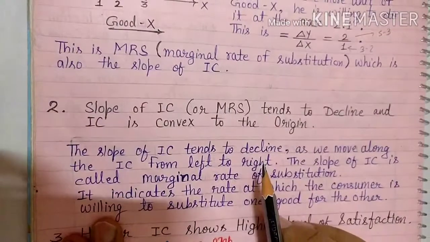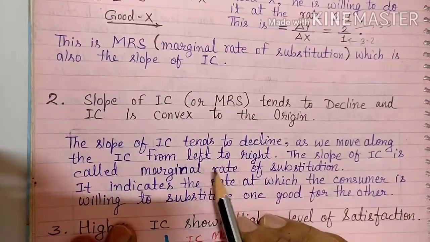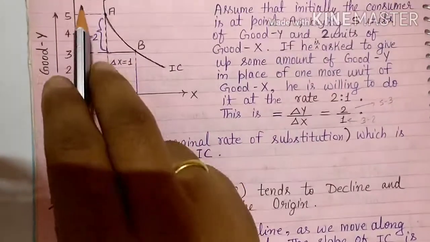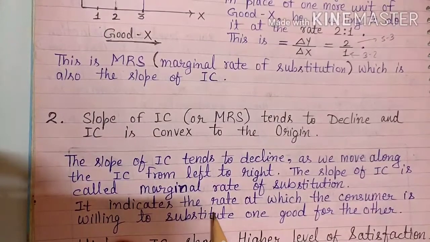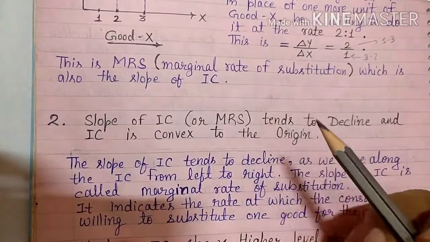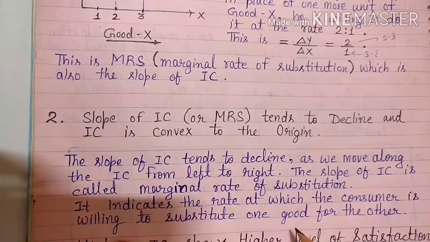So let's understand this one property. The slope of IC tends to decline as we move along the IC from left to right. As we are moving here from left to right, what happens? The slope of IC is called marginal rate of substitution, as we have learned in the first property, MRS. So it indicates the rate at which the consumer is willing to substitute one good for the other.